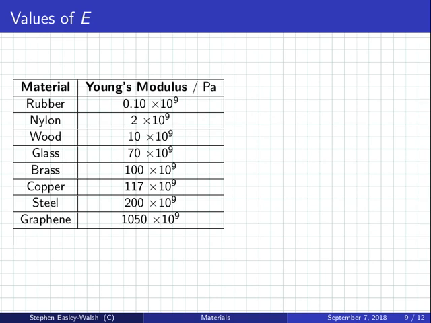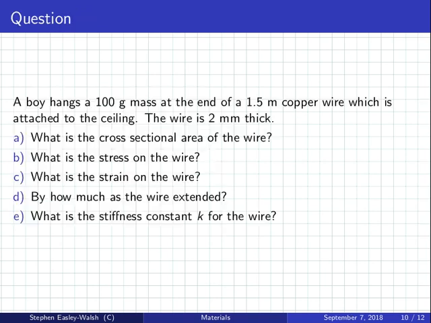Okay, so let's have a look at some examples here. Just the one example, actually. Okay. A boy hanging a 100-gram mass at the end of a 1.5 meter copper wire, which is attached to the ceiling. The wire is 2 millimeters thick. Now, I think we can do this one together. I think I can let you do it bit by bit, because if you look what's happening here, I'll draw it for you.